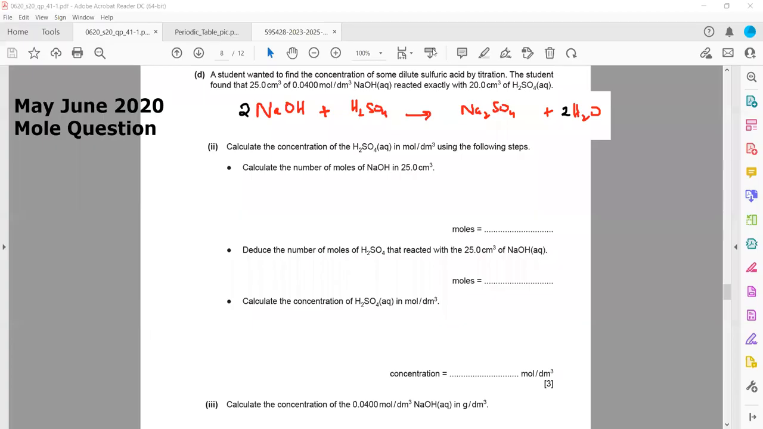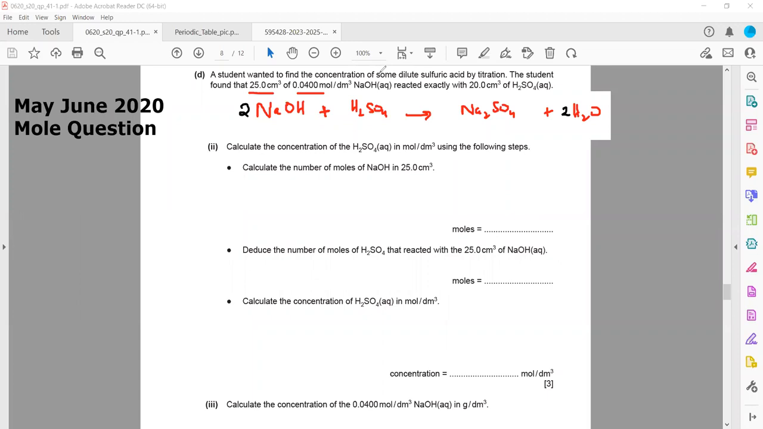So this question is related to the moles topic. A student wants to find the concentration of some dilute sulfuric acid by titration. A student found that 25 cm cube of 0.04 mole per dm cube of sodium hydroxide exactly reacted with 20 cm cube of sulfuric acid. We have to calculate the concentration of sulfuric acid.